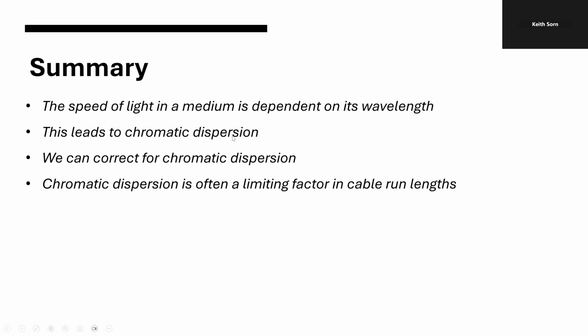All right, so we talked about how the speed of light in a media, in glass, fiber, water, is dependent on its wavelength. And the synonym for wavelength is color. This leads to chromatic dispersion. We can correct for chromatic dispersion, and chromatic dispersion is also the limiting factor on the speed or the run lengths of our cables.